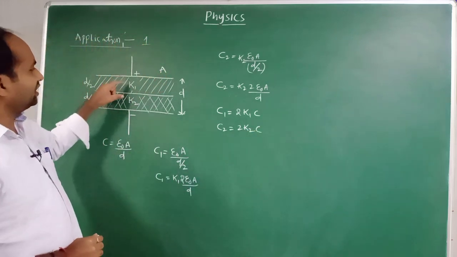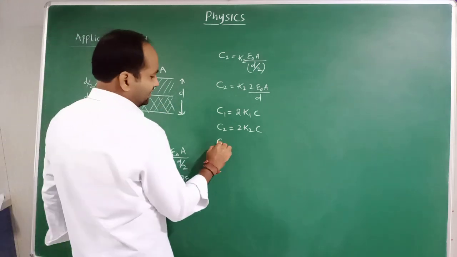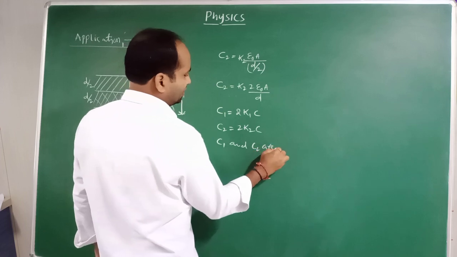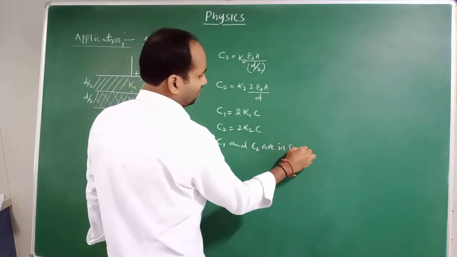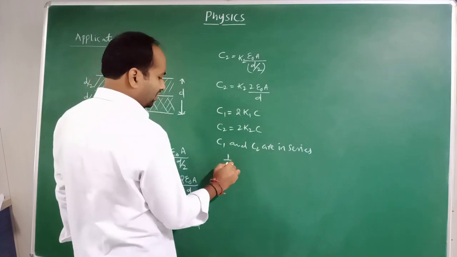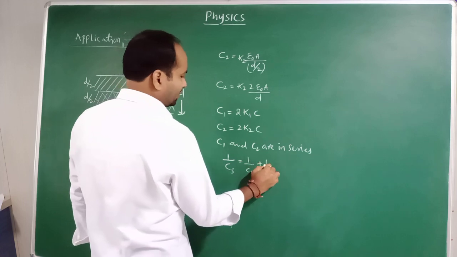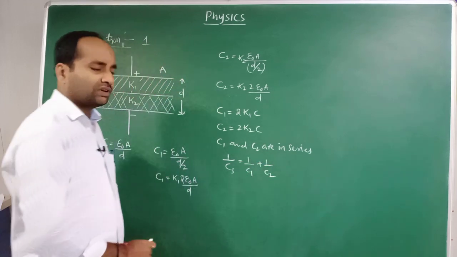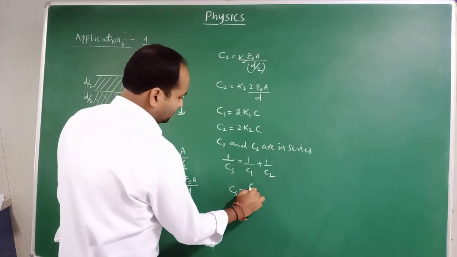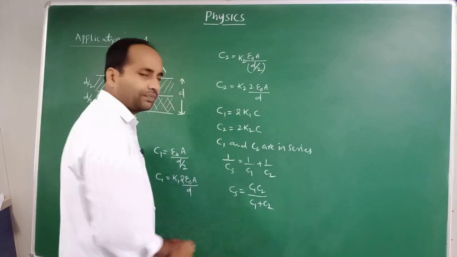Now what is actually here? C1 and C2 are in end-to-end connection. They are in series. In series combination, what is the formula? The effective 1 by Cs is equal to 1 by C1 plus 1 by C2. After taking the LCM, we get Cs is equal to C1 C2 by C1 plus C2.